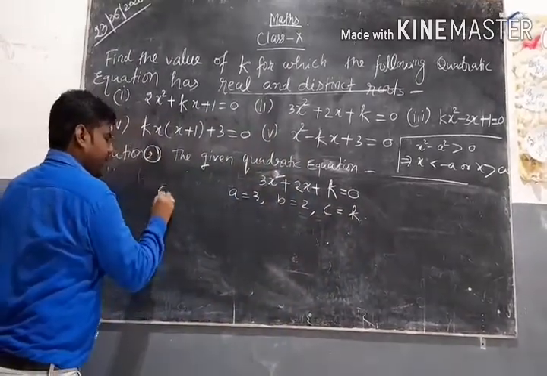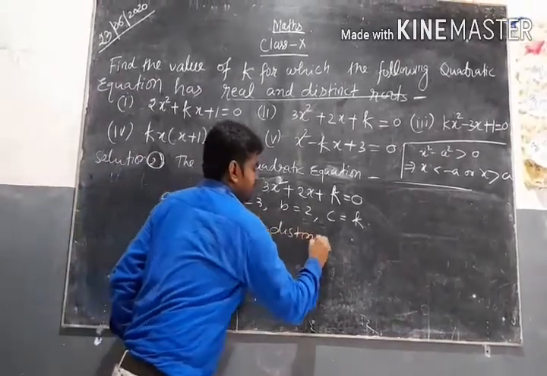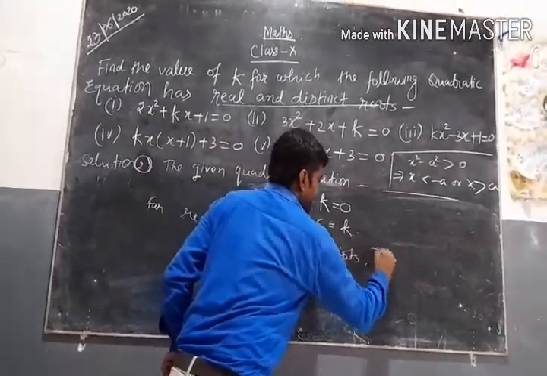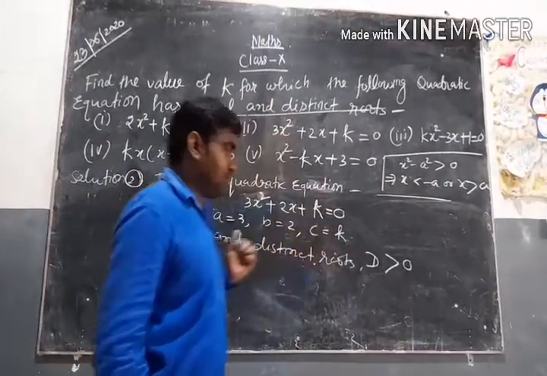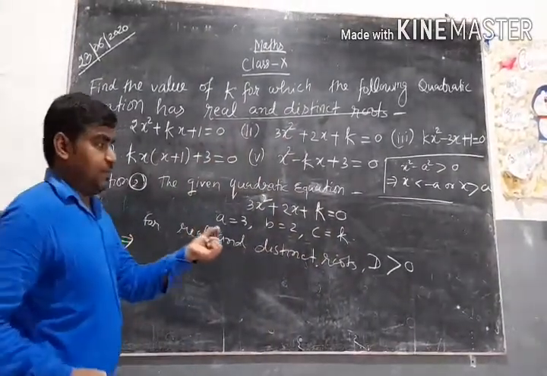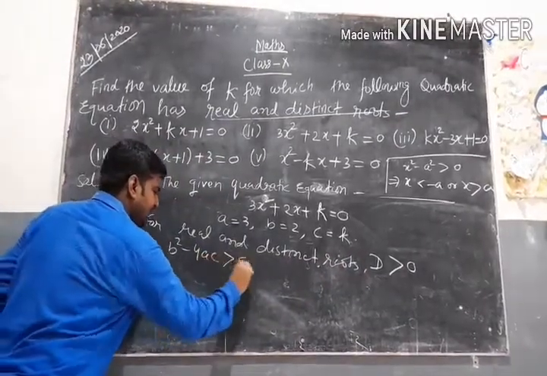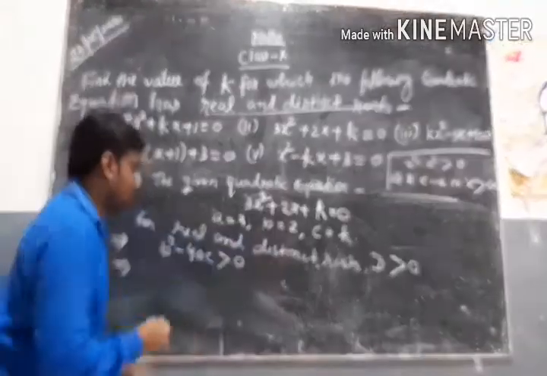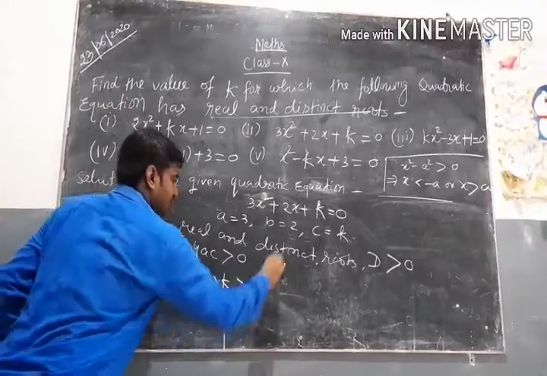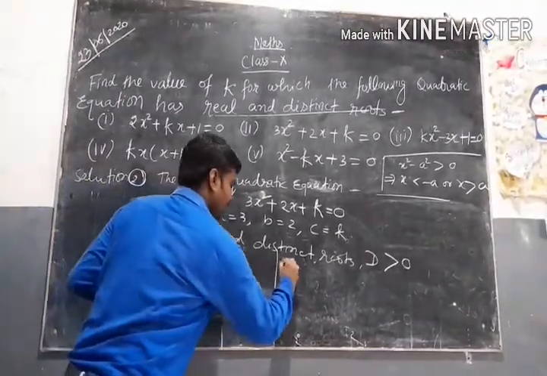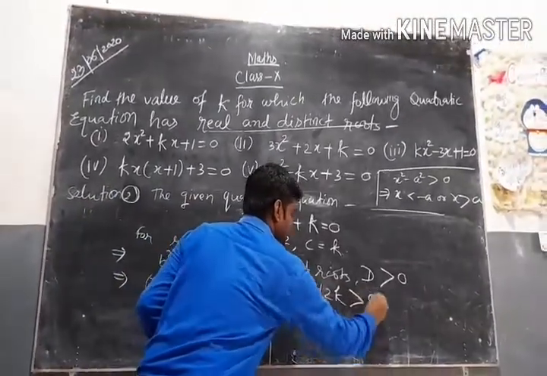As you know, for real and distinct roots we have D greater than 0, where D is the discriminant of the given quadratic equation. Further, we know that D is equal to b square minus 4ac, so it becomes b square minus 4ac greater than 0. So this implies 2 whole square minus 4 into 3 into k greater than 0. This becomes 4 minus 12k greater than 0.